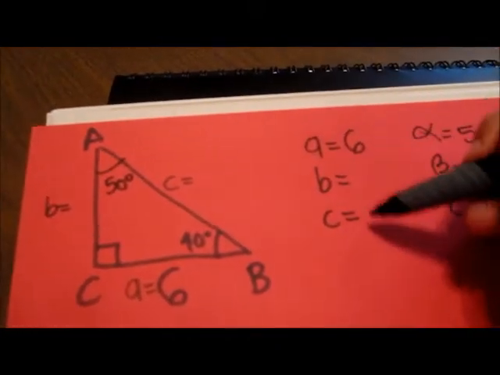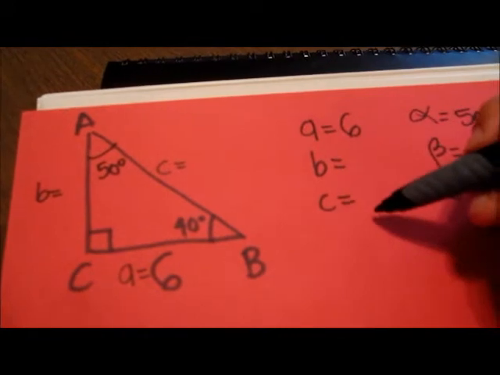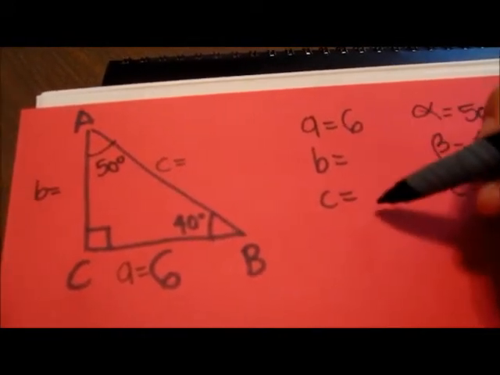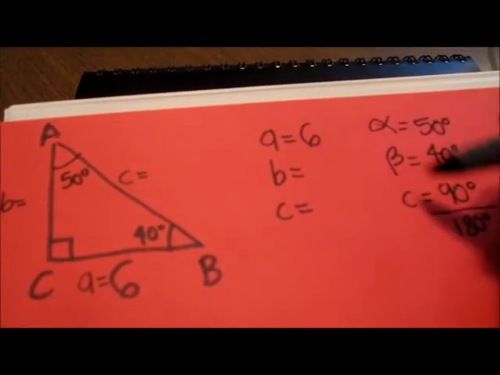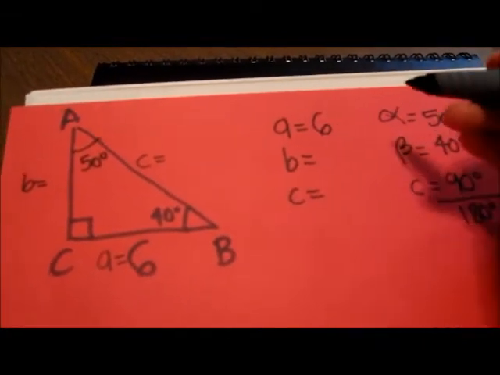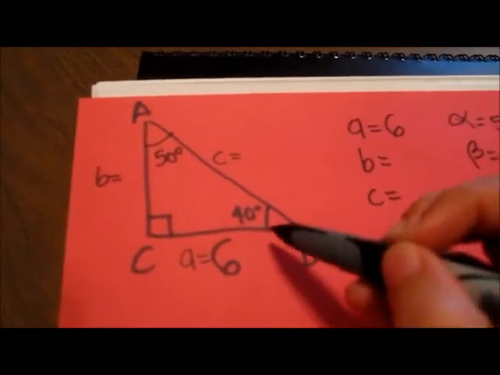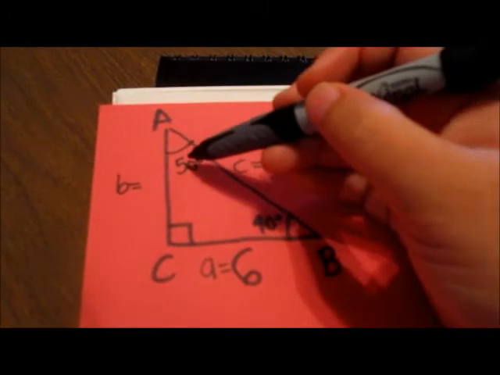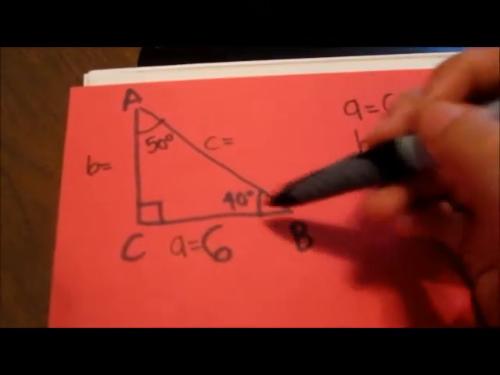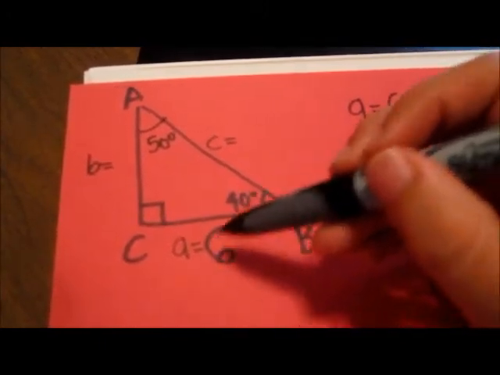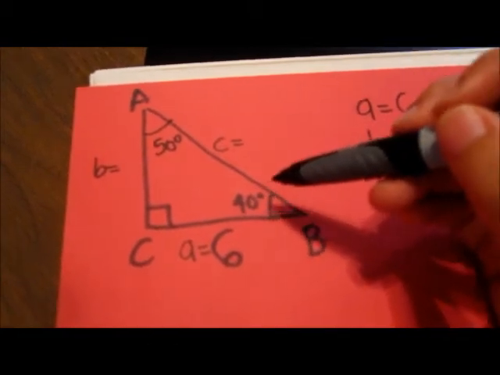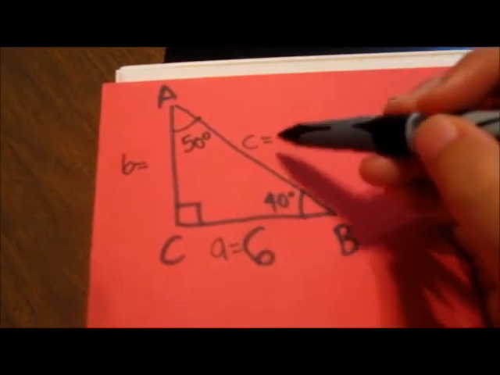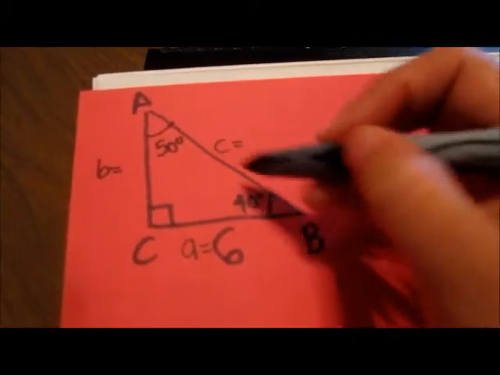Now, how do we find B and C? We can't use the Pythagorean theorem because we are missing two variables. So it's time to use trigonometric functions to find these two lengths. How? If you can see, this is your opposite for the 50 degrees angle, or your adjacent for the 40 degrees angle. Let's use the opposite of 50 and we will find the hypotenuse.